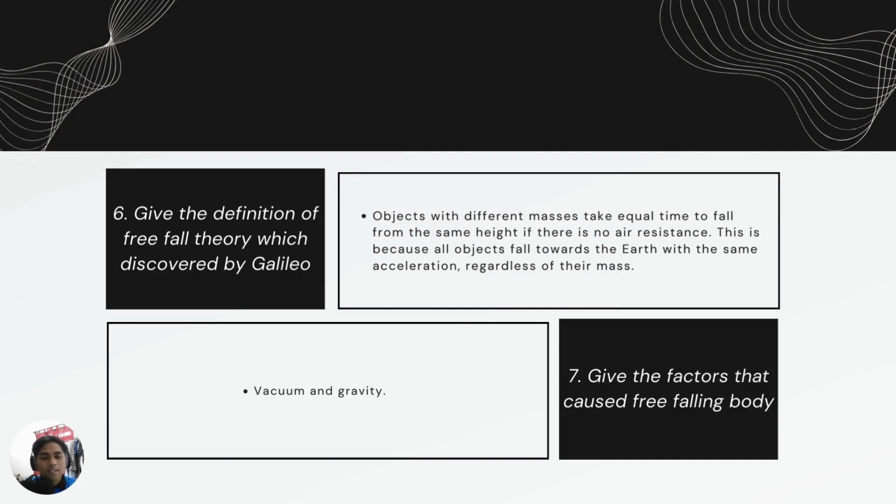The second last question is, give the definition of free fall theory, which was discovered by Galileo. Objects with different masses take equal time to fall from the same height if there is no air resistance. This is because all objects fall towards the earth with the same acceleration regardless of their mass, which is 9.81 meter per second squared. The last question is, give the factor that causes a free falling body. The answer is vacuum and gravity.